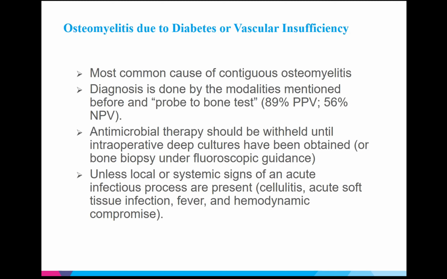Diagnosis is done by different modalities, right? But again, a probe-to-bone test is actually pretty good. It has an 89% positive predictive value. It's because bone was never meant to be exposed to the environment, right? So when you have exposed bone, even without destruction, it is osteomyelitis, because we were meant to have muscle and skin over our bone. So when you have exposed bone, forget it, it's osteo, right?